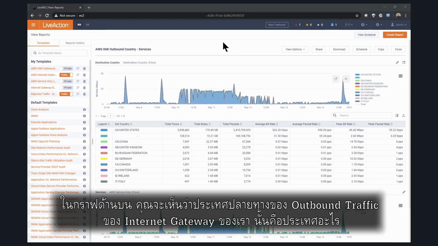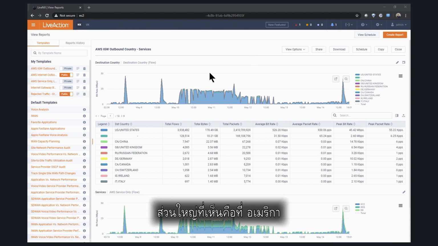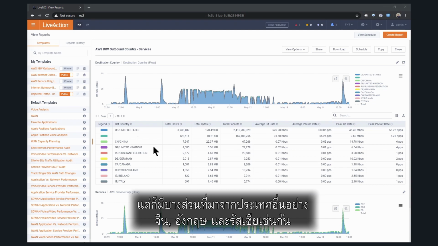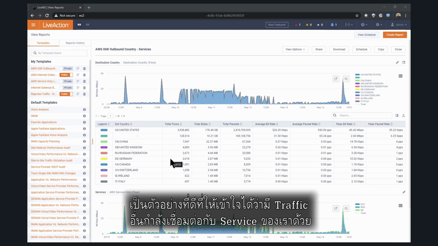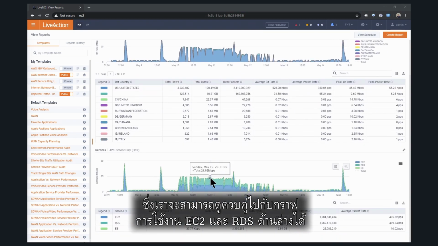So in this top graph, we can see where the actual destination countries of that traffic outbound on our Internet Gateway is going to. So the majority of it is to the United States, but also some other countries like China, UK, Russia as well. So it gives you a good understanding of, yes, there's additional traffic. It's hitting my services. So on the bottom, we can correlate it to additional EC2 usage and RDS services usage.